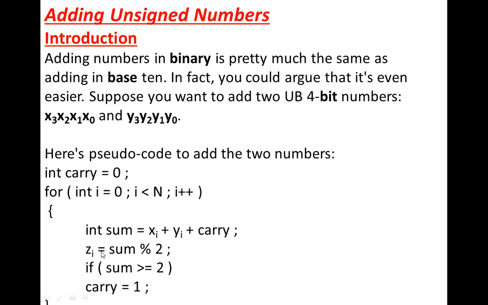Then the next one is int sum, a variable declaration, that is int sum equals xi plus yi plus carry. Xi means x base 0 because the i value is 0. Yi means y0 plus carry. Carry contains 0 value. This adds the values x0 and y0 in the first iteration. Then zi, that is z base 0, equals sum modulus 2. This is a modulus operator, which gives the remainder.